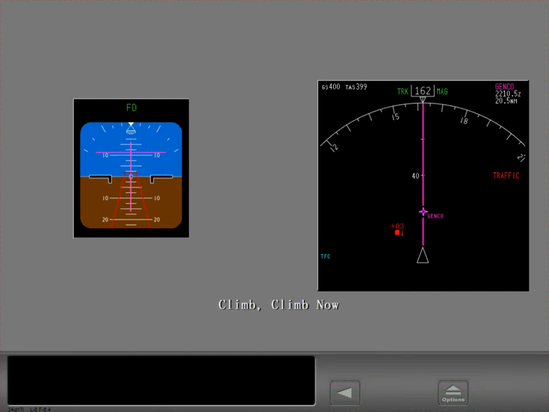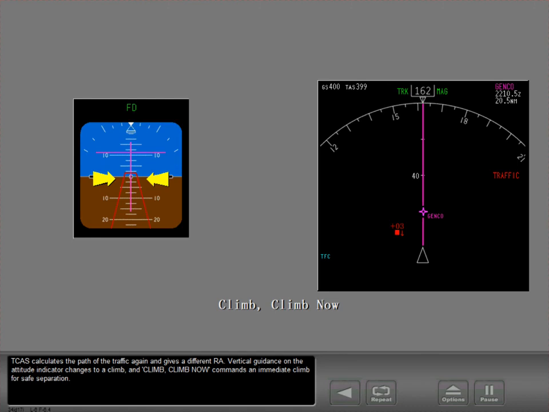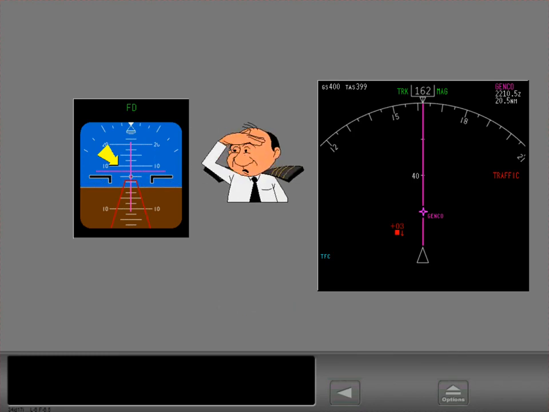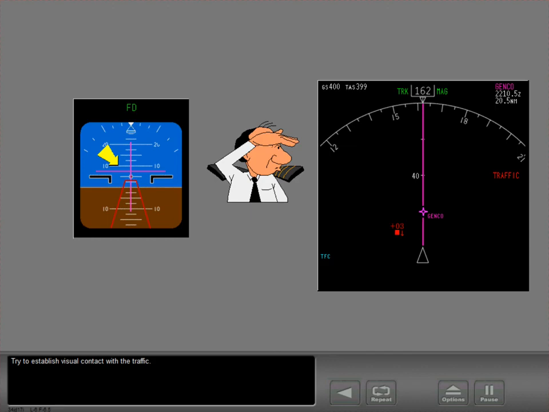Climb, climb now. TCAS calculates the path of the traffic again and gives a different RA. Vertical guidance on the attitude indicator changes to a climb, and climb, climb now commands an immediate climb for safe separation. Try to establish visual contact with the traffic.